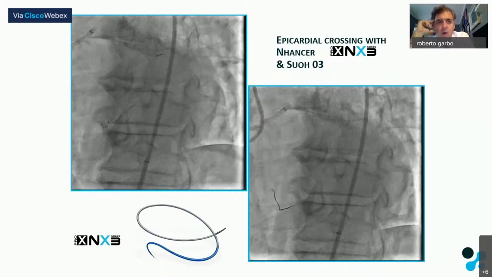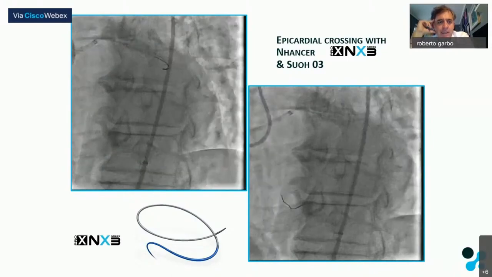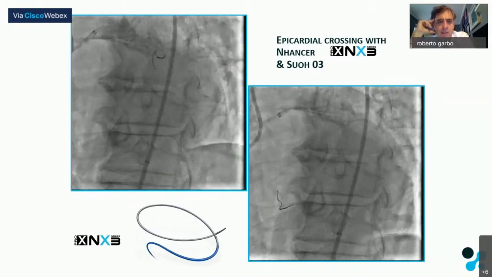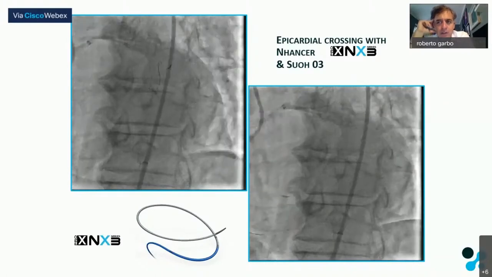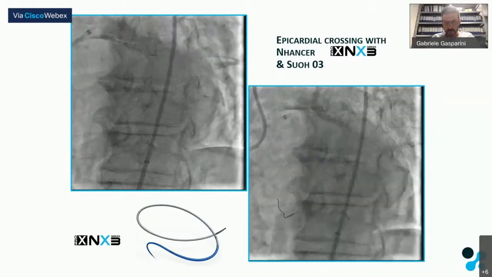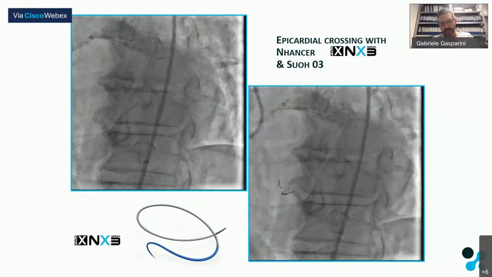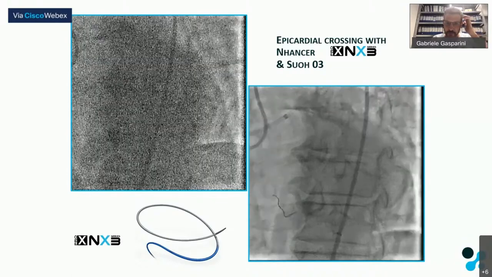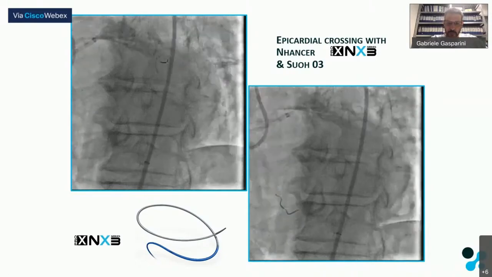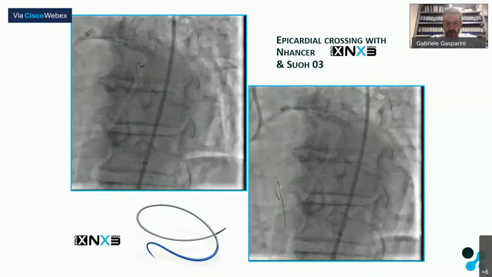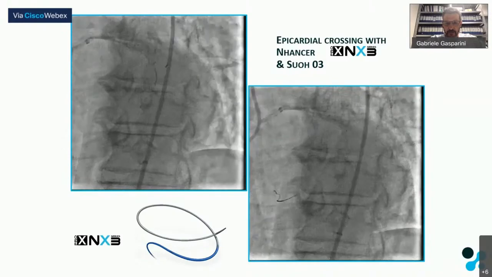So how can we move the Enhancer Pro X3 in this epicardial? How is the movement for the operator? You need to spin or not? No, this is not a spinning microcatheter. You can rotate it gently, but the microcatheter is not made for spinning. So you can rotate it, and at the same time you have to push gently, and then the microcatheter can advance. But the operator should avoid spinning this microcatheter.